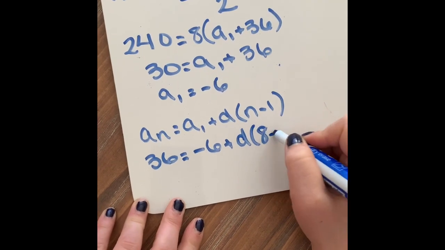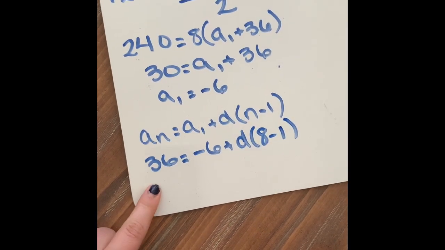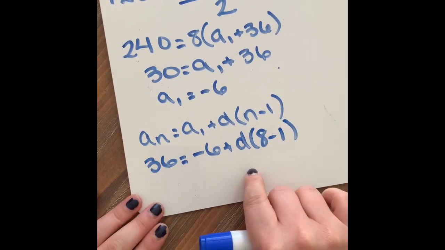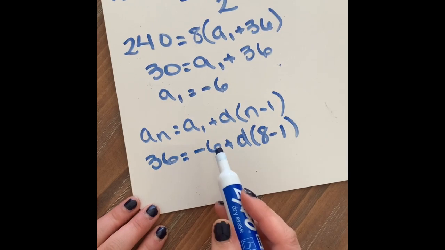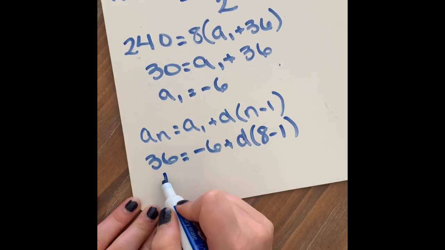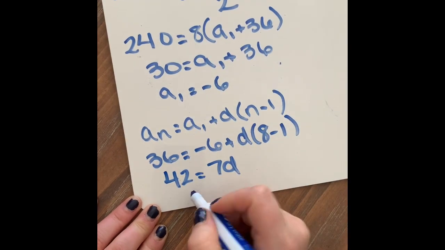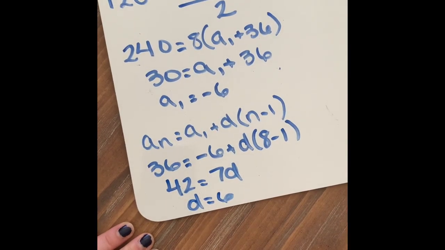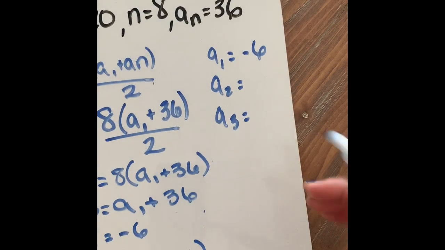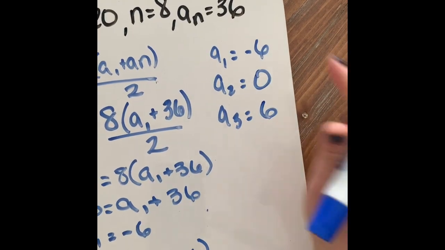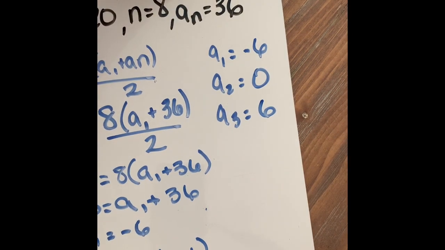Now n, remember, is 8. So remember, a sub n, the last term, 36, is the 8th term. So we want to know what the common difference there is. Solving this out, we get 42 is equal to 7d, and then d is equal to 6. So the common difference is 6, so we're going to be adding 6 each time. Negative 6 plus 6, 0 plus 6, and those are your 3 answers for this. Okay, moving on to the next.